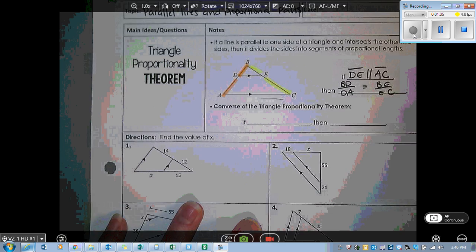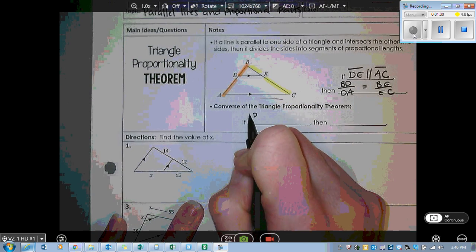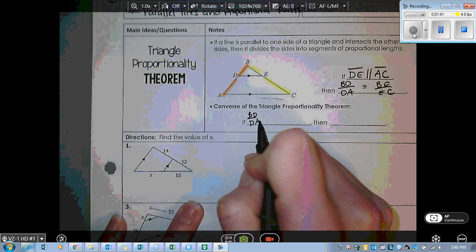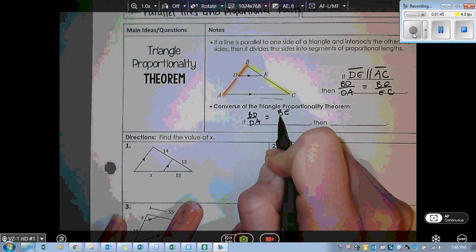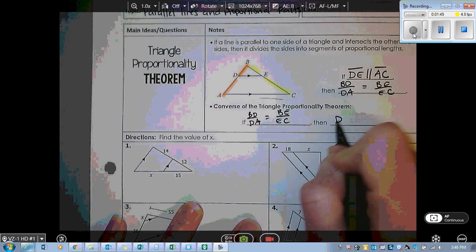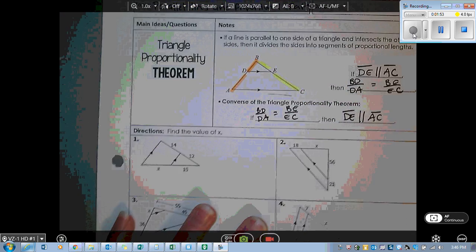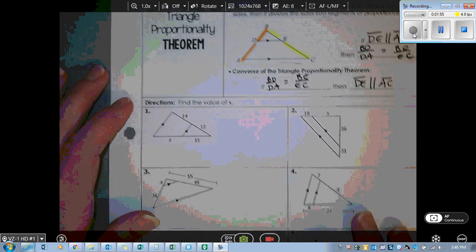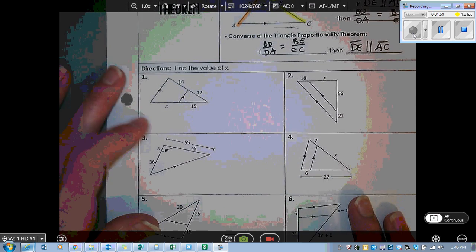So the converse theorem is if we know that BD to DA is proportional to BE to EC, then we know that DE has to be parallel to AC. Alright, so we'll do the first one together, and then I'll have you pause the video and try the rest on your own.